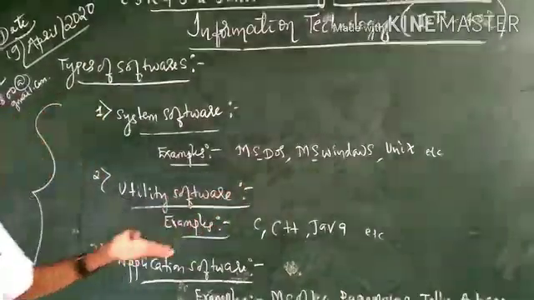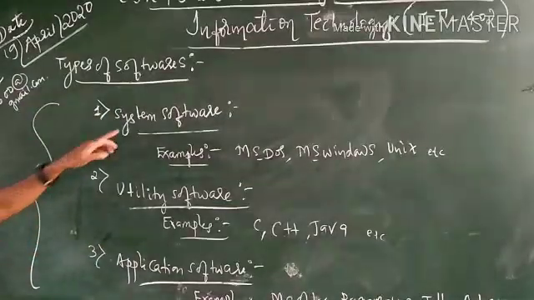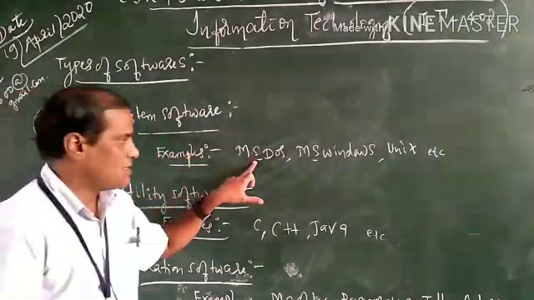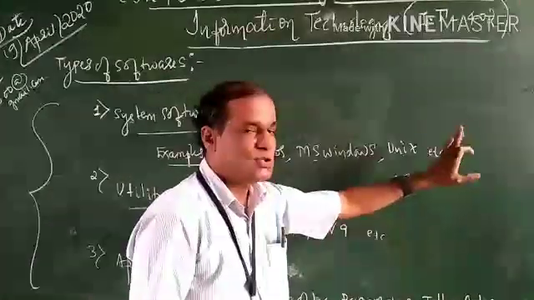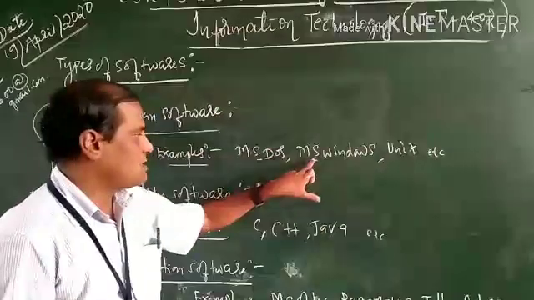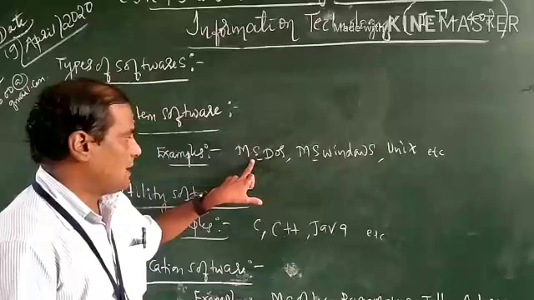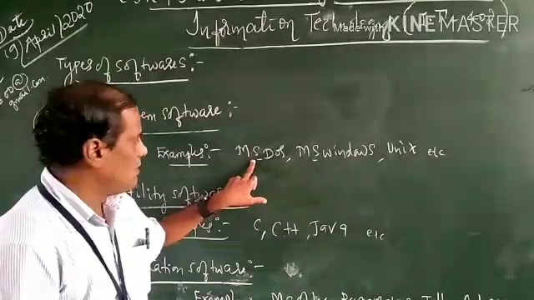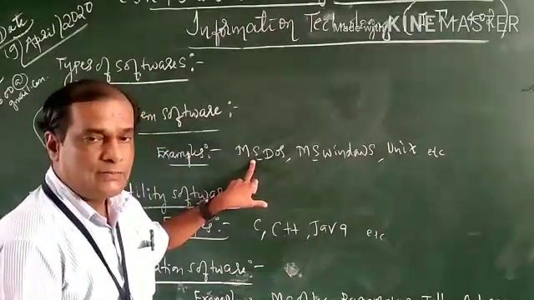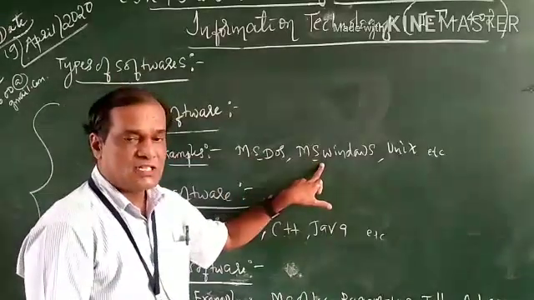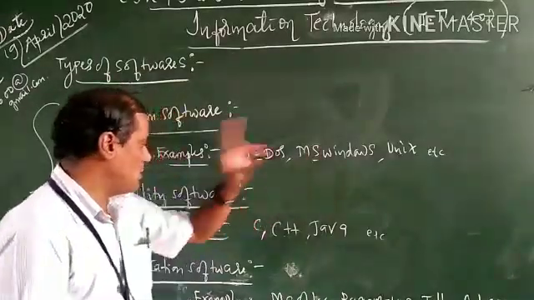Hence, once again I am going to conclude in brief. System software is the software mainly related to the computer. It can also be called an operating system. Examples: MS-DOS, MS Windows, Unix, Linux, and so on. MS-DOS and MS Windows stand for Microsoft DOS and Microsoft Windows. Microsoft is the company name and the owner is Bill Gates, where these operating systems were developed or designed.